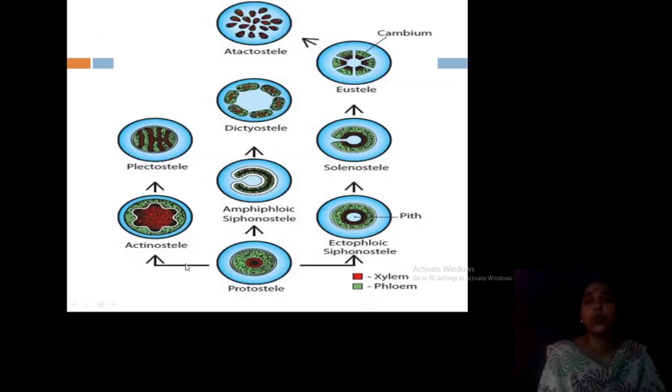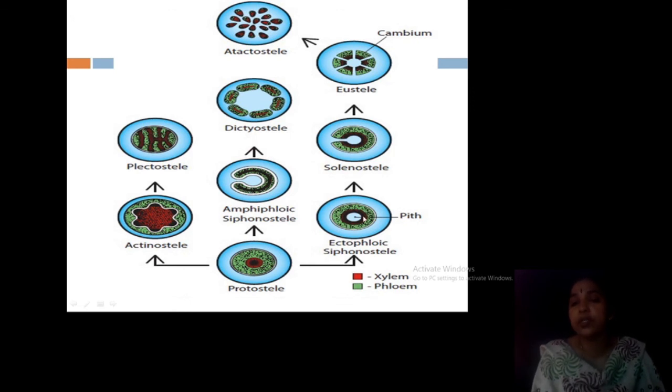This picture shows the different evolution of the stele. So starting from the basic protostele, to one side you can see protostele itself, some modification of the xylem into star-shaped joints, that is actinostele. Again another modification into plate-like plectostele. In another case, this protostele when developed pith, that is known as siphonostele. In the case of siphonostele, two groups are there. One is ectoploic, another is amphiploic.